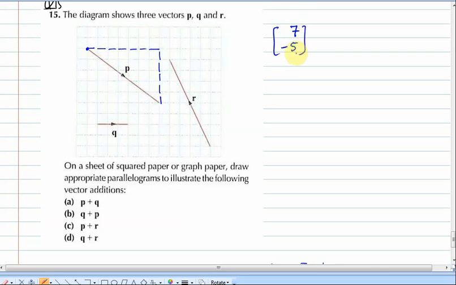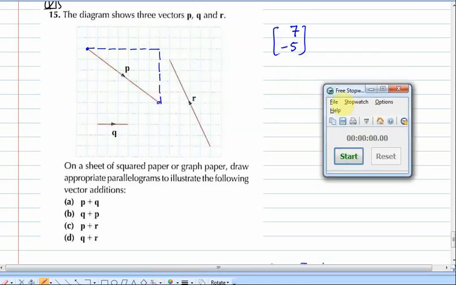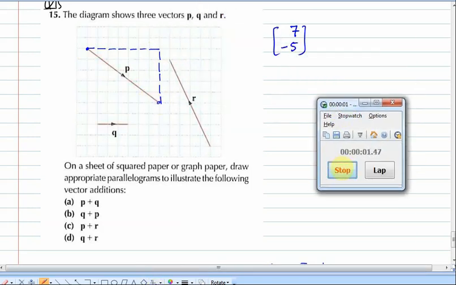Now on your graph, just mark a point and then do 7 steps on the x and 5 steps on the y, and you will draw the exact vector of P. I am giving you 30 seconds. You need to draw the vectors P, R and Q on your graph paper, or at least just write the column vectors of P, Q and R.